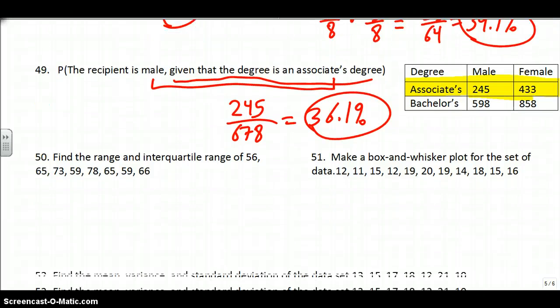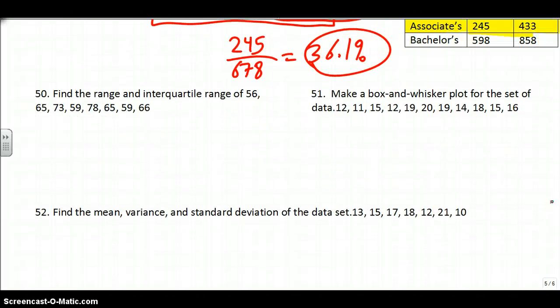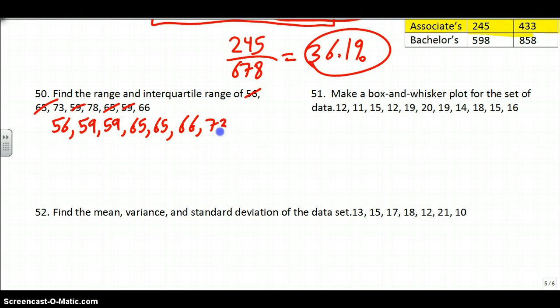Okay? Find the range and interquartile range of 56, 65, 73, 59, 78, 65, 59, 66. Well, let's put this in order. Let's see. 56 looks like the smallest, followed by two 59s, right? Followed by two 65s, 66, and a 73. And a 78. Let me check. Let's see. 1, 2, 3, 4, 5, 6, 7, 8. 1, 2, 3, 4, 5, 6, 7, 8. Good. 8 and 8, so we're good.